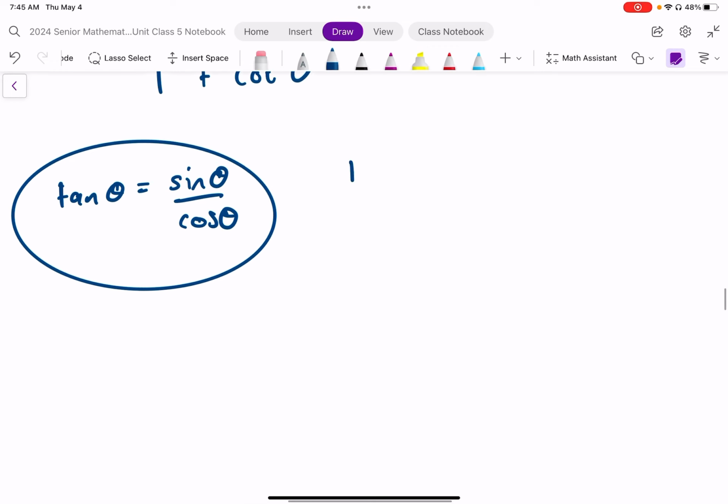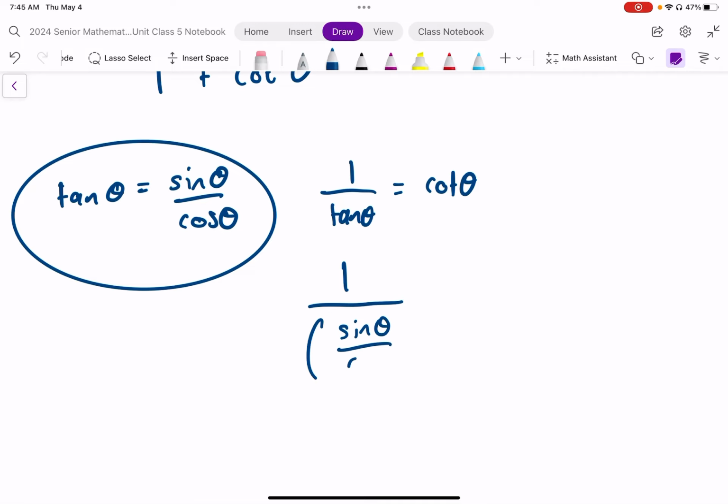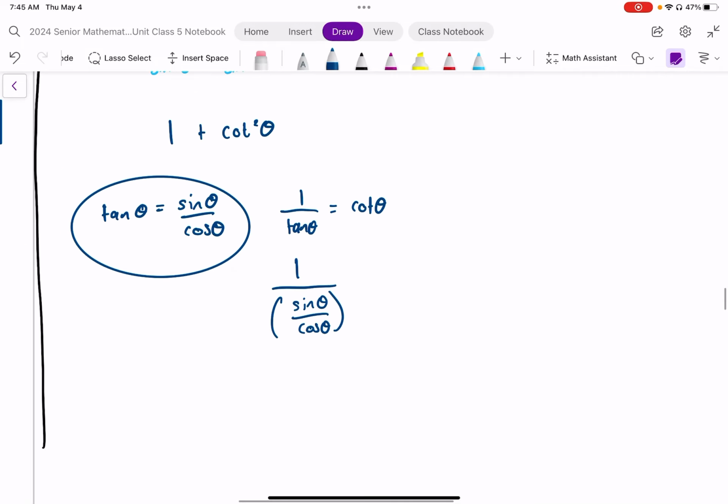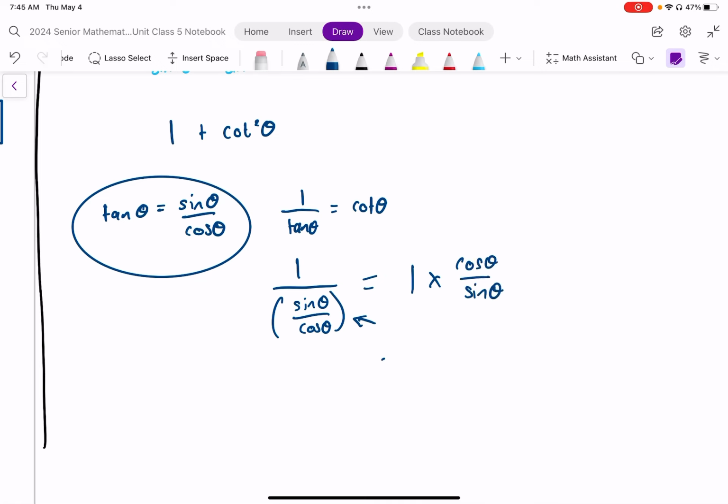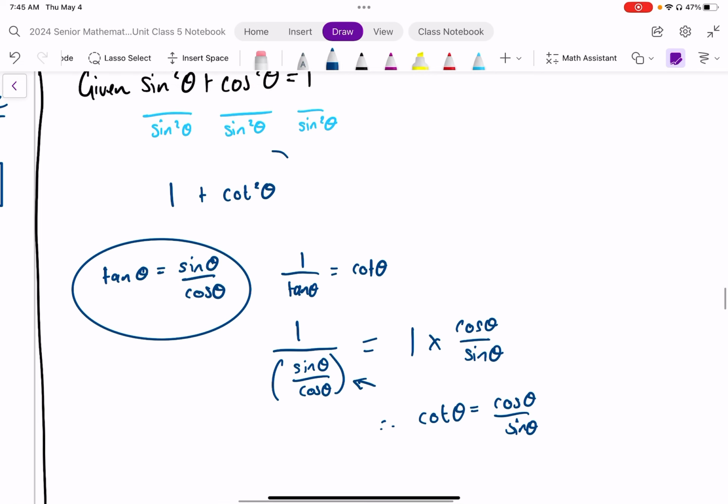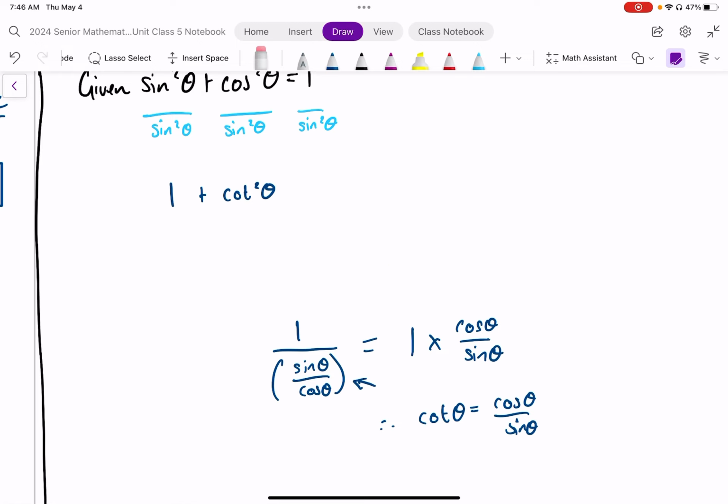Now, 1 over tan theta, we know is cot theta. So if I then go 1 over that fraction, then what happens is when I divide by a fraction like I have here, I flip and multiply. So I go 1 times cos theta on sine theta. So therefore, cot theta is cos theta over sine theta, which is what we had here, but we had it squared. So let's go back to this result.